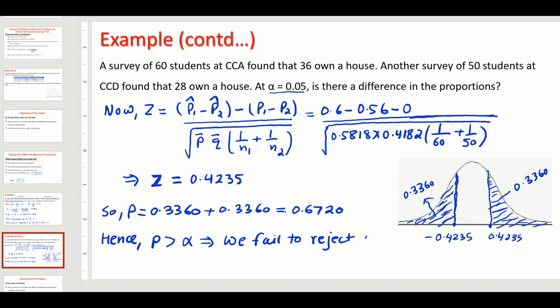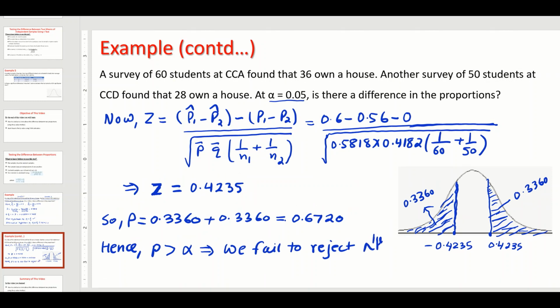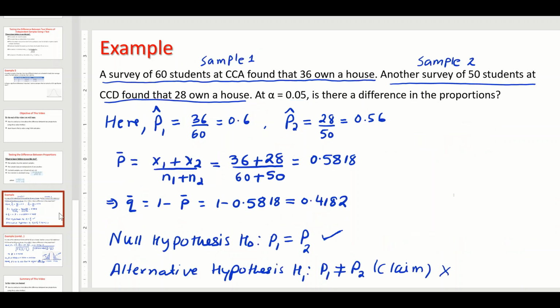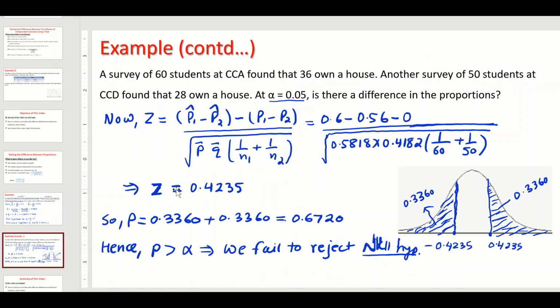We fail to reject the null hypothesis. We are not rejecting the null hypothesis. Meaning of that is, we are supporting the claim. That means there is enough evidence to support the claim that there is a difference in the proportion. Let me write that.